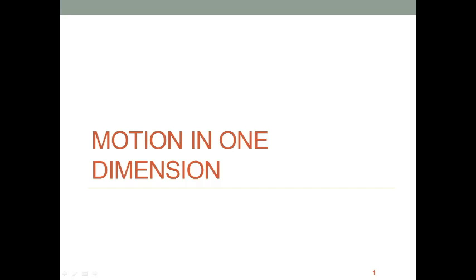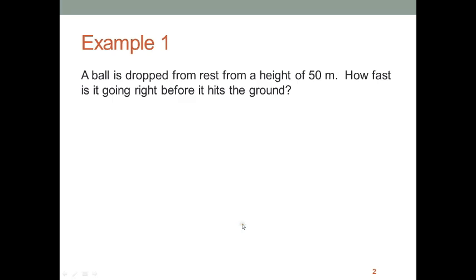In this series of videos, I'm going to do examples for motion in one dimension. Here is the first example. We have a ball dropped from rest from a height of 50 meters. We want to know how fast is it going right before it hits the ground.